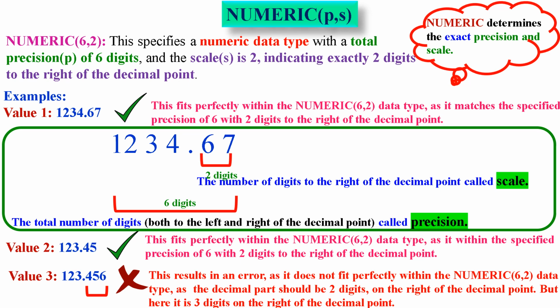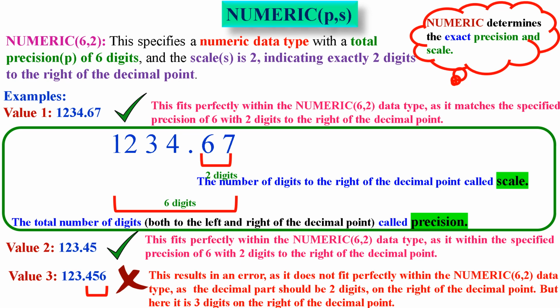Now, let's see the next value. 123.45. Here, the total number of digits, both to the left and right of the decimal point, is 5, that is, precision is 5. The number of digits to the right of the decimal point, called scale, is 2. This fits perfectly within the NUMERIC(6,2) data type, as it is within the specified precision of 6 with 2 digits to the right of the decimal point.